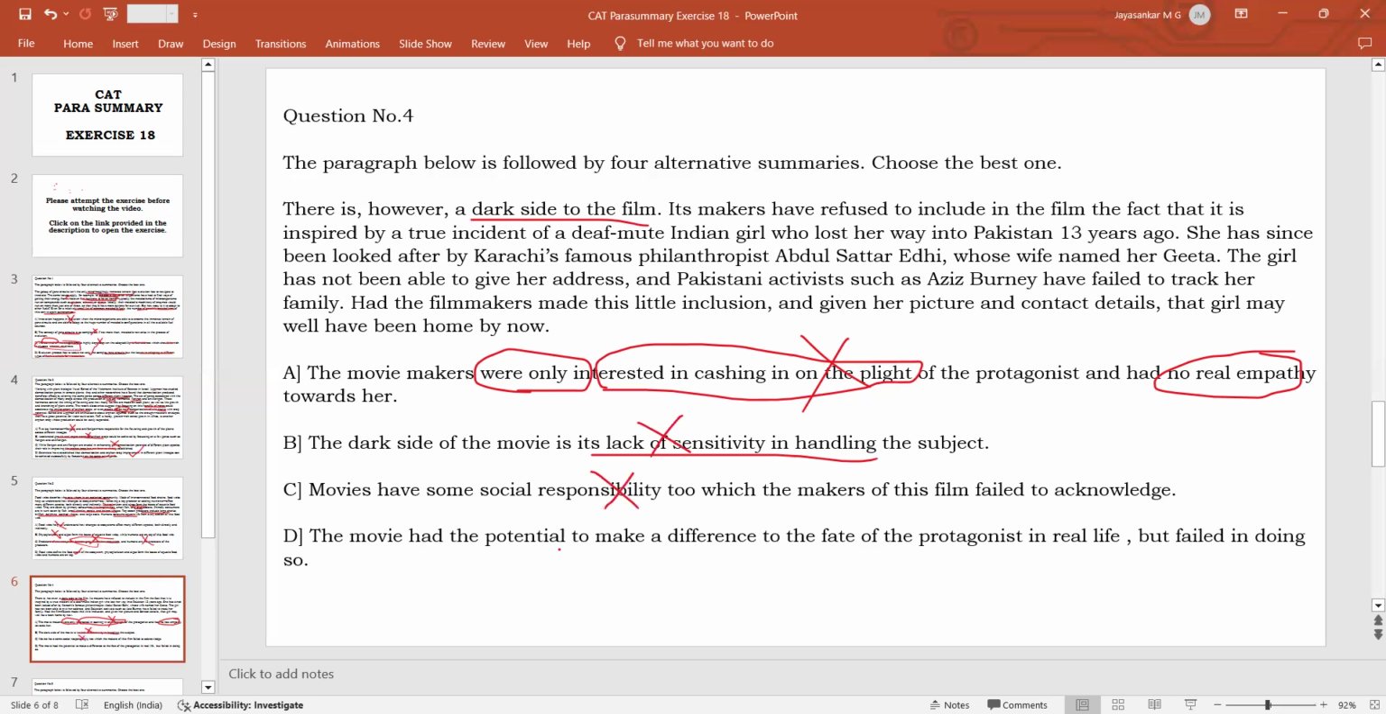Option D, the movie had the potential to make a difference to the fate of the protagonist in real life, but failed in doing so. This is the understanding. It means the movie could have made some difference to the girl by giving her contact details so that she could have been rescued, but the movie failed in doing so. This is what the passage is hinting at. So this is the good summary or the only summary available. So all others are assumptions. A and B are wrong assumptions. C is a correct assumption. D is the summary. So option D will be the answer.